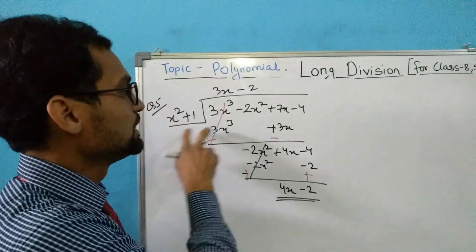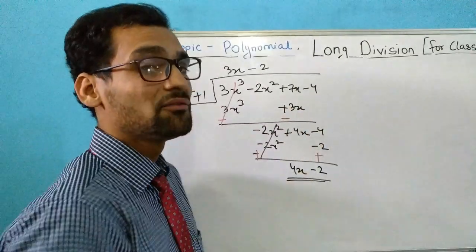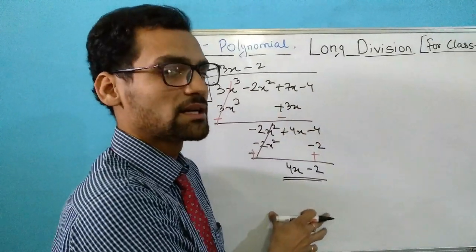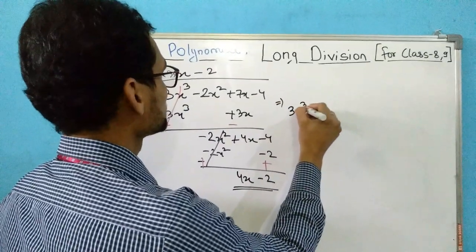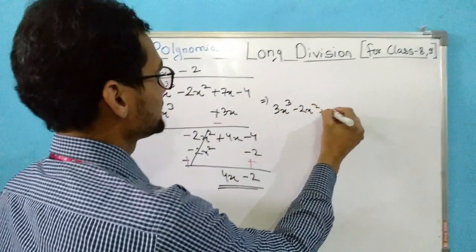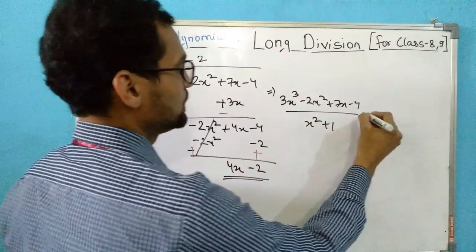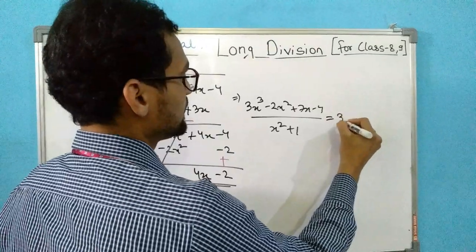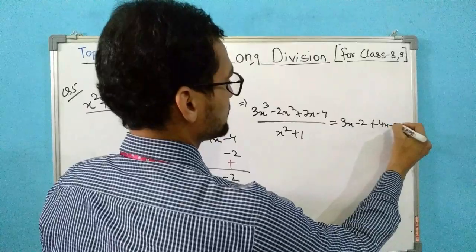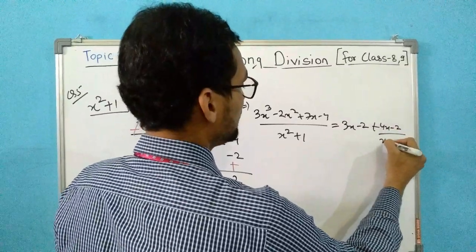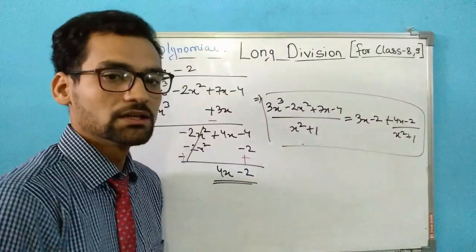X square plus 1 is not a factor of 3x cube minus 2x square plus 7x minus 4, that is why a remainder is left here. So if we have to write, we'll write like this: 3x cube minus 2x square plus 7x minus 4. When we divide it by x square plus 1, we'll get 3x minus 2 plus 4x minus 2 as remainder, and that is divided by x square plus 1. This will be the final solution for the division.